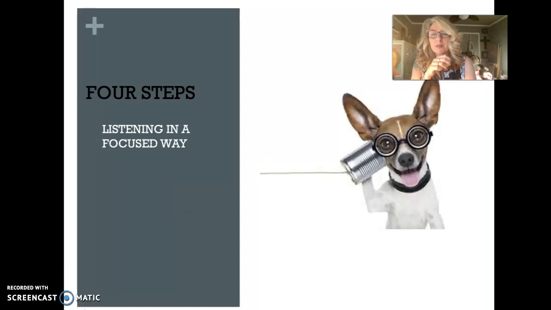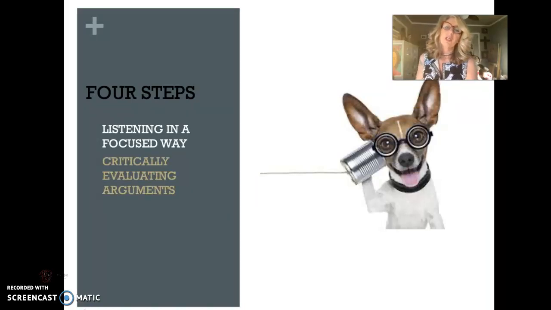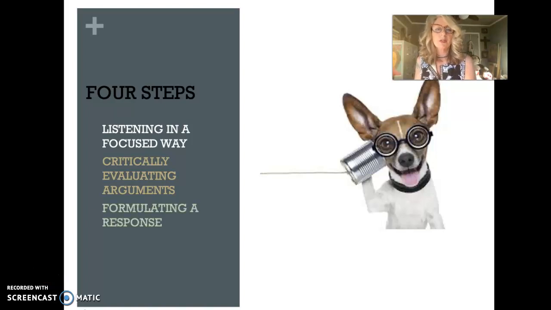All right, 4 steps, and we're going to go over these steps in detail. Listening in a focused way, critically evaluating arguments, formulating a response, and presenting the response.